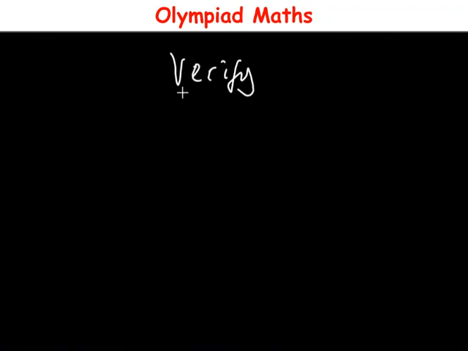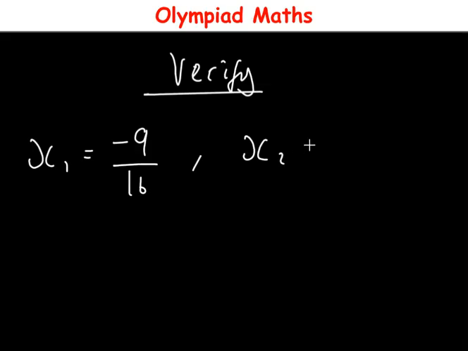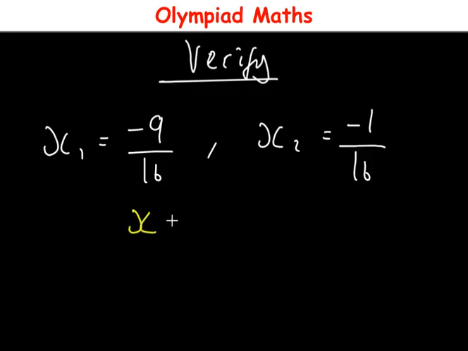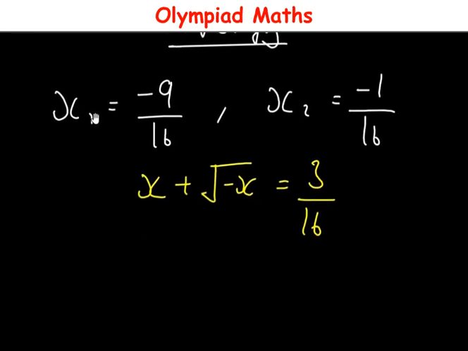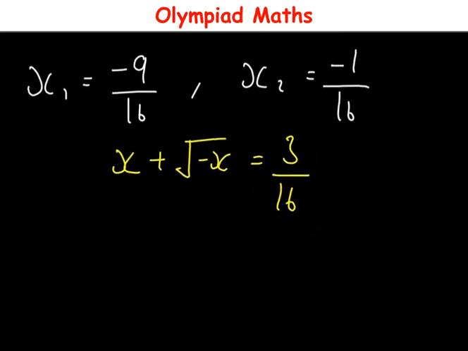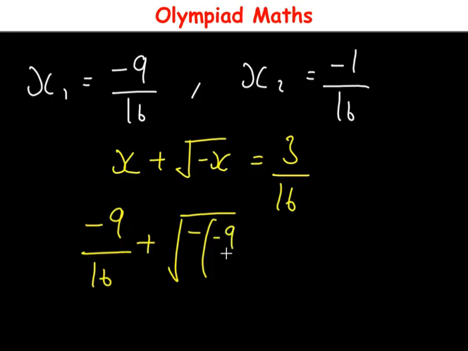Verify. For the first value of x that we got, the value equals minus 9 over 16, while the second solution of x is equal to minus 1 over 16. And the question is x plus root minus x equals 3 over 16. So let us check for the first value of x, which is minus 9 over 16. This becomes minus 9 over 16 plus root minus x, where x is minus 9 over 16. Okay, with this equal 3 over 16?